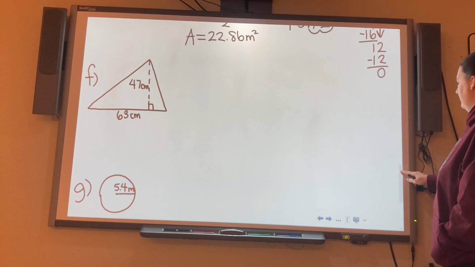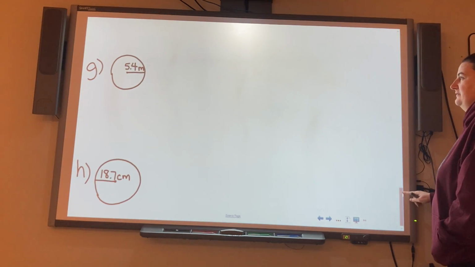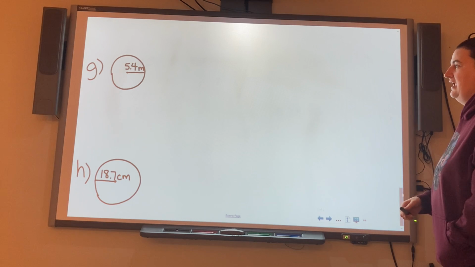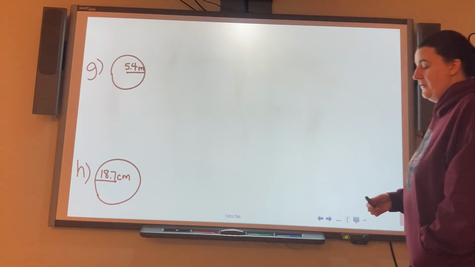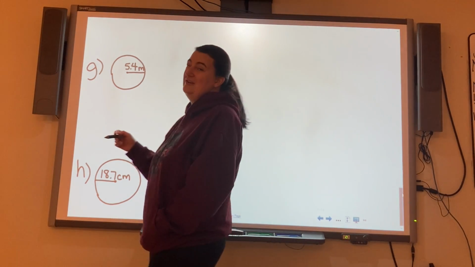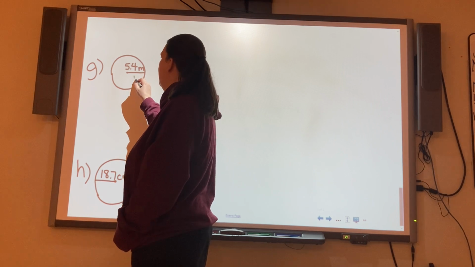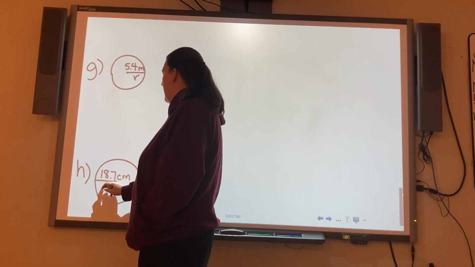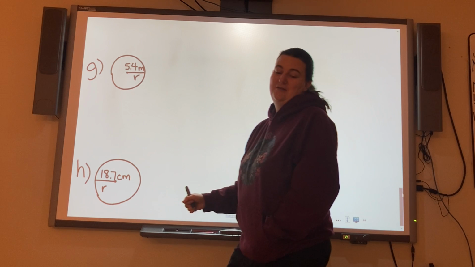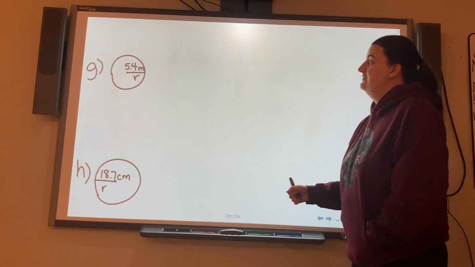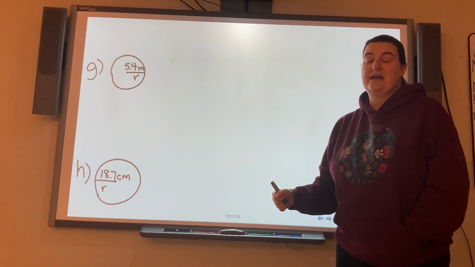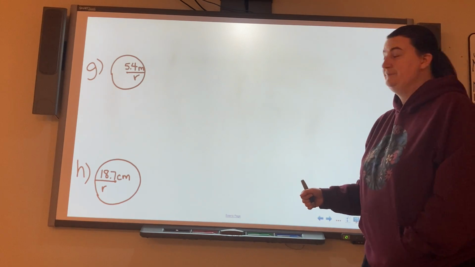All right, so then we've got circles. There's G and H. Both of them have only a radius, and I'm pretty sure that on your quiz, I only gave you circles that have a radius. I don't think I gave you any that have a diameter. So you don't need to worry about splitting the diameter in half for your quiz.